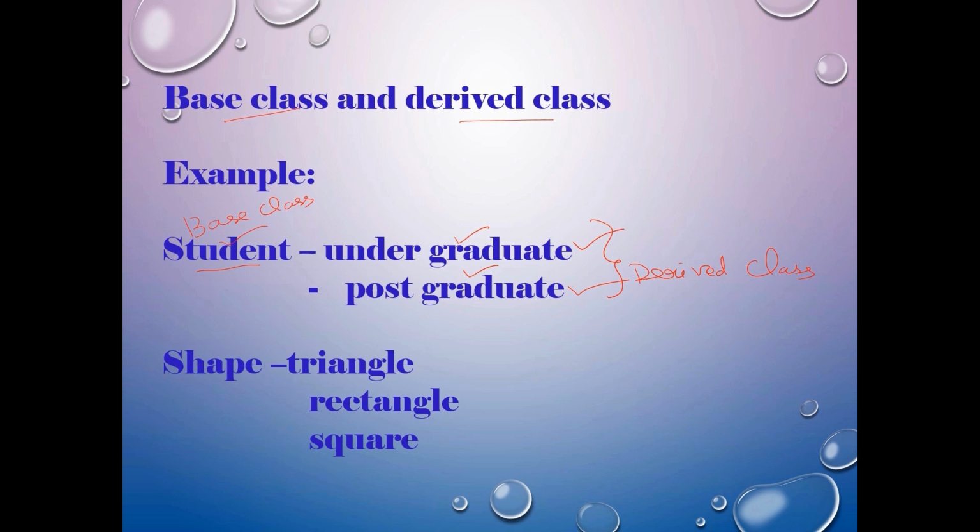Next example is another example, shape. Shape is the base class, and these three, triangle, rectangle, square, are derived classes. So base class properties will be inherited by these three shapes, triangle, rectangle and square. This is a small example of base class and derived class. I think now you all can understand what is inheritance and what is base class and derived class.